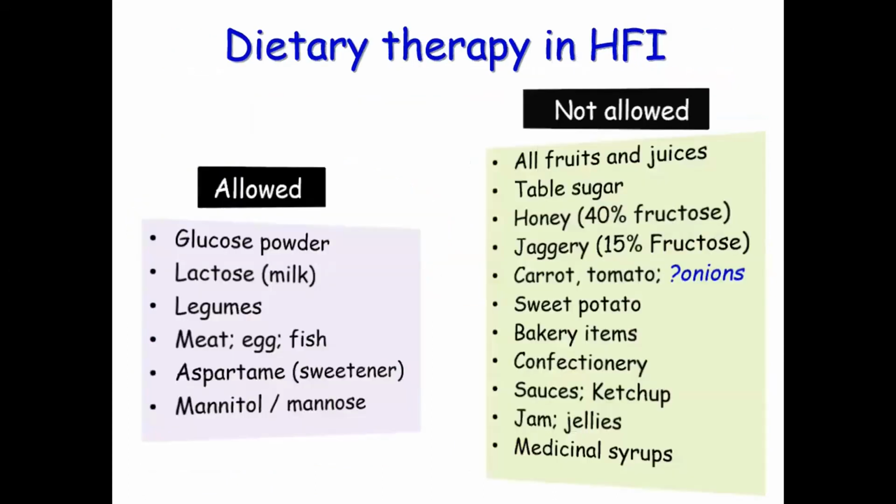So what is allowed is basically glucose powder. You can allow milk, because milk is glucose and galactose. You can allow legumes, meat, and all other products, but you are not allowed all the sweet products, that is fruits, juices, table sugar, honey, jaggery, some of the vegetables which contain a high amount of fructose, and all the shelved products.